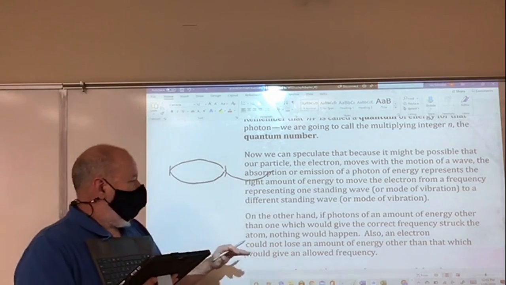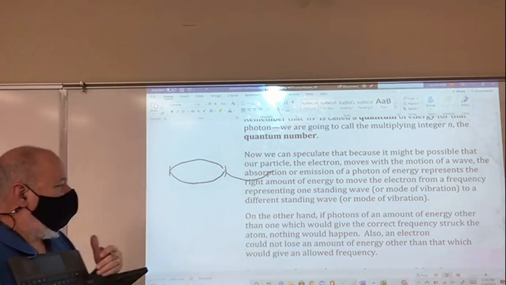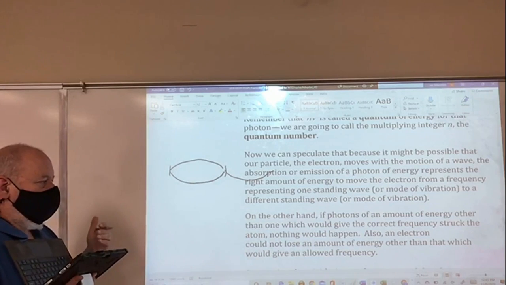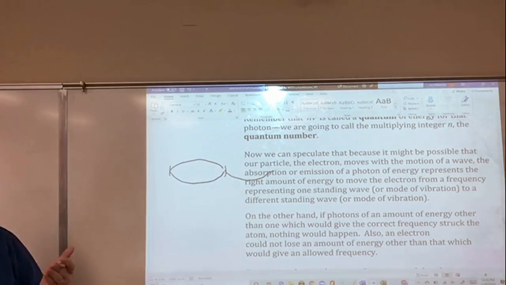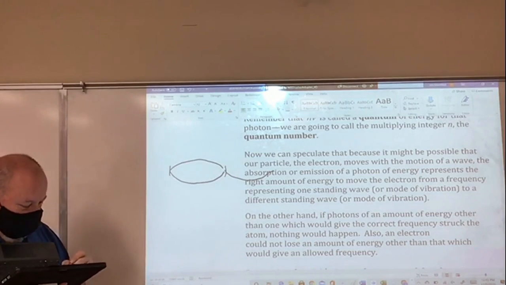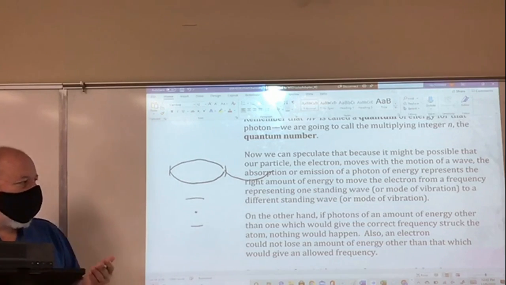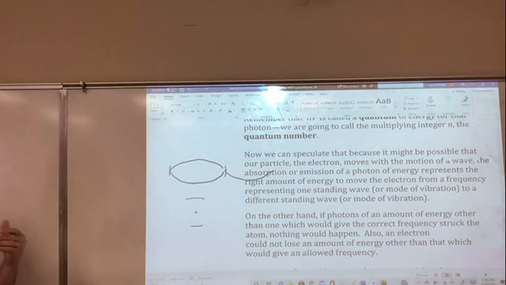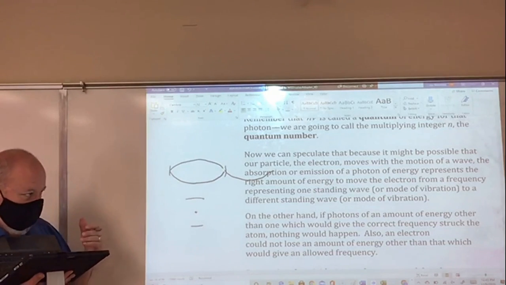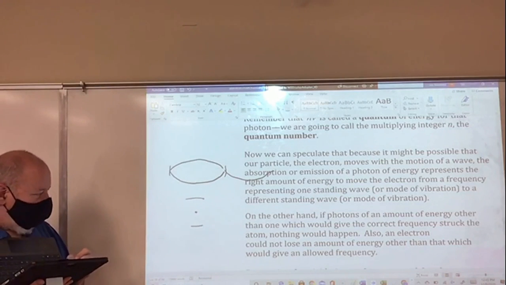Okay? So, on the other hand, if photons of an amount of energy of other than 1, which would give the correct frequency, struck the atom, nothing's going to happen. Okay? If I get an energy that strikes the atom that would cause the energy to be somewhere in this range here, that would create a wave that would destroy my waves. It wouldn't create a standing wave, it would be destructive, so I can't use that energy.